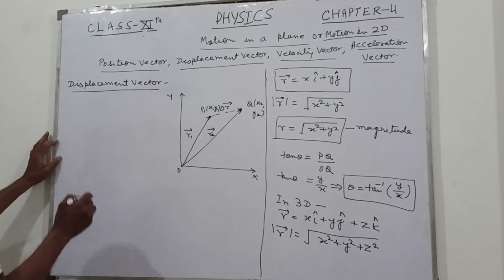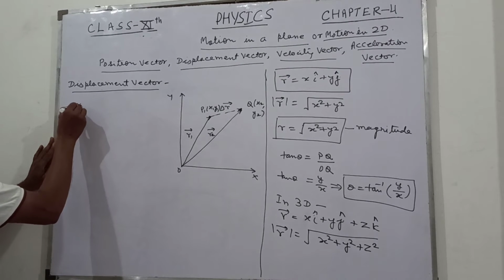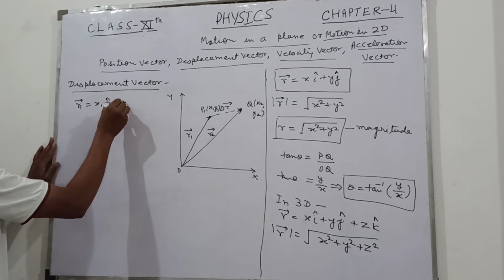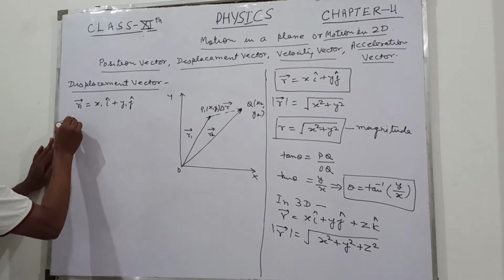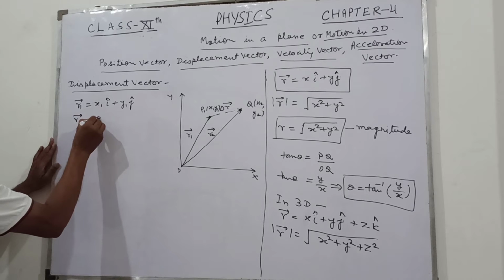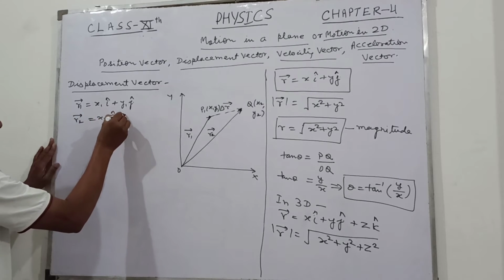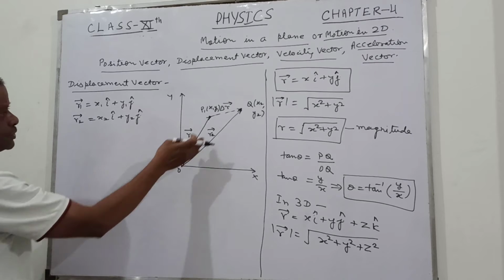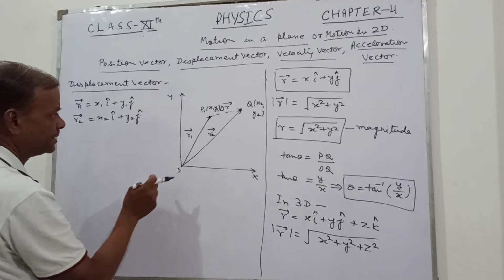So now we can have R1 equal to x1 i plus y1 j, and R2 equal to x2 i plus y2 j, and then we apply the law of vector addition.